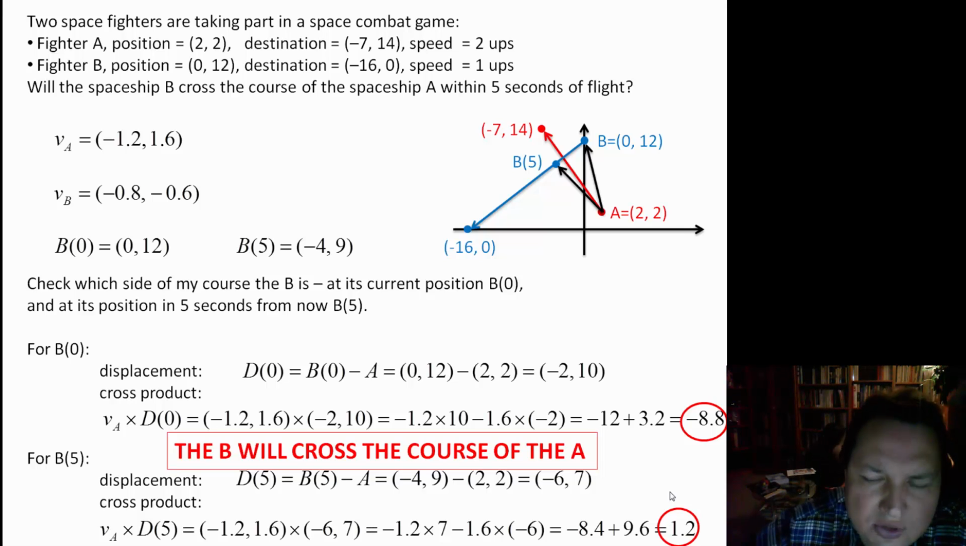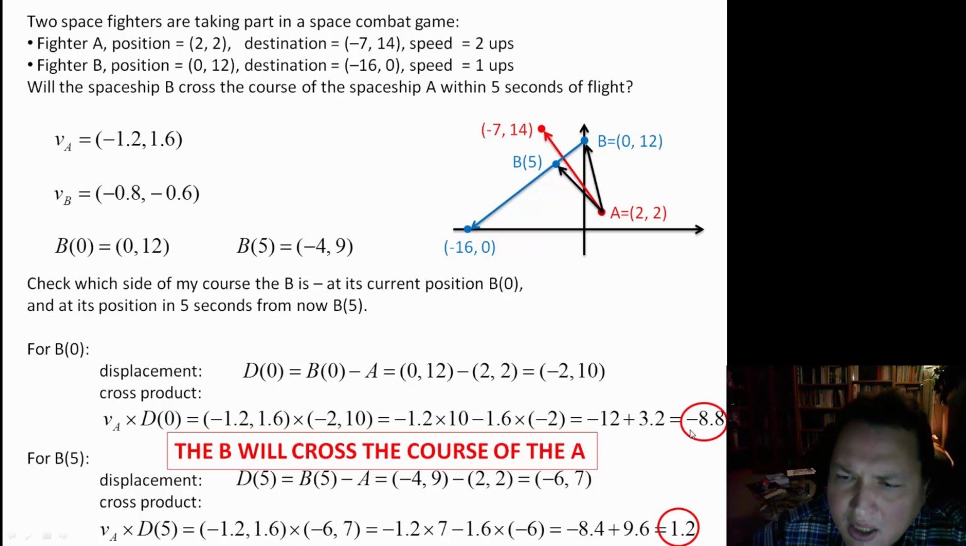We can answer this even more precisely. Initially, at time 0, fighter B was on the right-hand side of spaceship A, and after 5 seconds it was on the left-hand side of this spaceship.